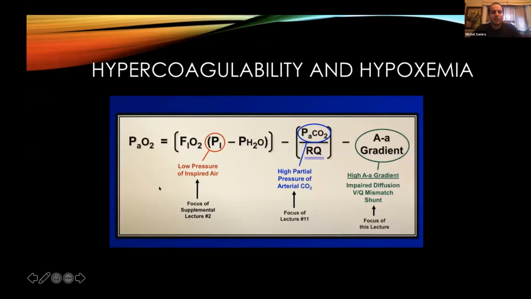But essentially, why do we actually care about the hypercoagulability? It's because it can actually have an effect on our level of hypoxemia in these patients. So we all know that the AA gradient is the difference between our alveolar and our arterial partial pressures of oxygen. And essentially, all I wanted to really highlight with this slide is that your arterial partial pressure of oxygen is related to the AA gradient, which can be dependent on the idea of VQ mismatch.